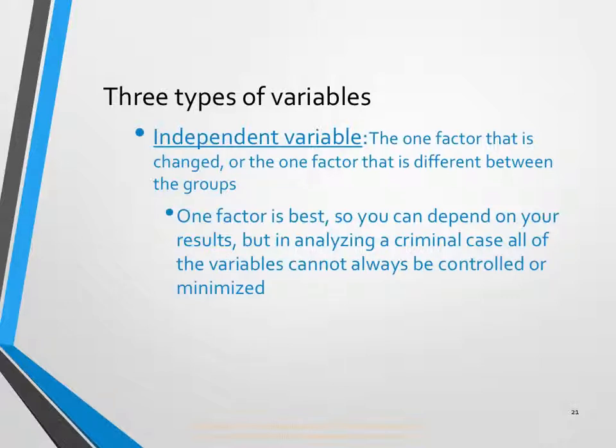There are three kinds of variables. The first kind is called the independent variable. This is the factor that changes, or the one that's different between two groups. And when you work with an independent variable, it's best to just change one thing. That way you know that you're seeing what you're seeing because of what you're doing. If you change many things, then who knows why you're getting the results you're getting. Now, when we analyze criminal cases, sometimes it's not possible to control just one variable. A lot of times in forensics, we're working with multiple variables.